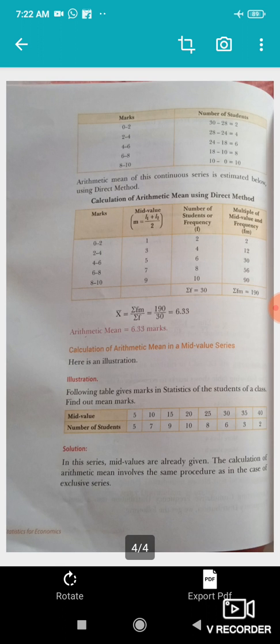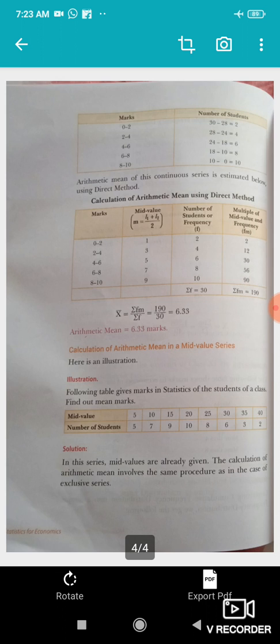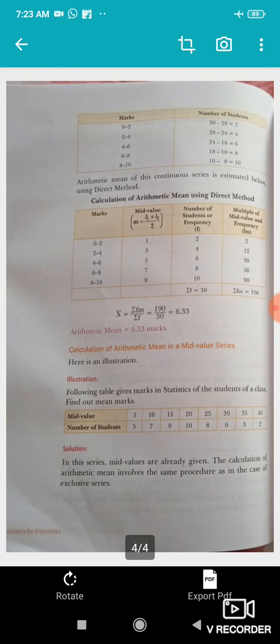Similarly, in more than series, first you will convert it into simple frequency. You can see here more than 0, more than 2, more than 4, more than 6, more than 8. You will convert it into a simple frequency distribution: 0 to 2, 2 to 4, 4 to 6, 6 to 8, and 8 to 10. This is the class interval which you have made. Now what will you do here? You will start subtracting from the very first number. That is 30 minus 28, that is 2. 28 minus 24, that is 4. 24 minus 18, that is 6. 18 minus 10, that is 8. And 10 minus 0, that is 10.